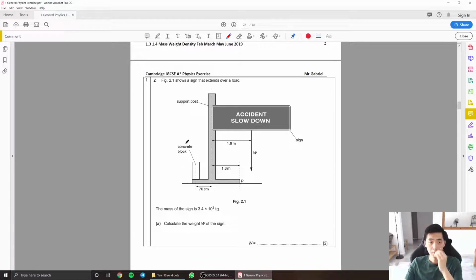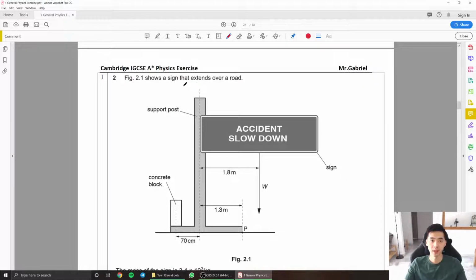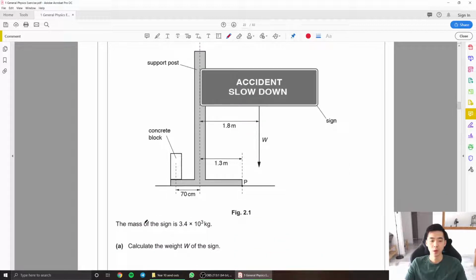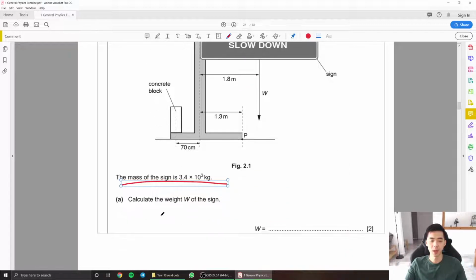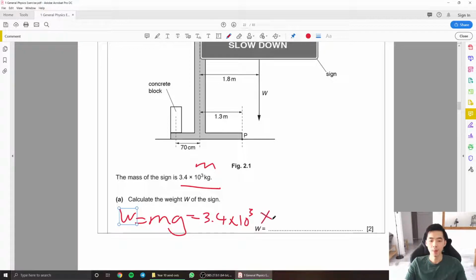And finally, figure 2.1 shows a sign that extends over the road. The mass of the sign is given. We want to find the weight of the sign. W is equal to mg. This is obviously a mass, right? So it's going to be 3.4 times 10 to the power of 3 multiplied by 9.8. Press that into the calculator: 3.4 times 10 to the power of 3 multiplied by 9.8.